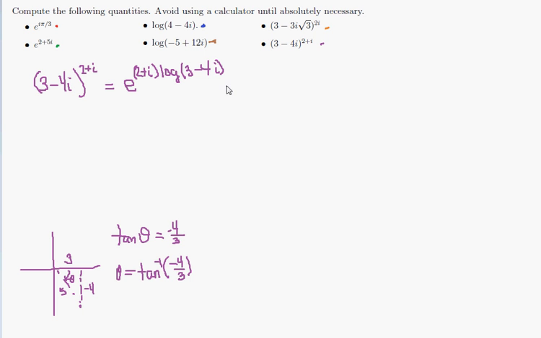Okay, so we have that 3 minus 4i is equal to 5 times e to the i, and the angle is the arctangent of negative 4/3. And so we have 2 plus i, and then taking the logarithm, we have natural log 5 plus i times the arctangent of negative 4/3.